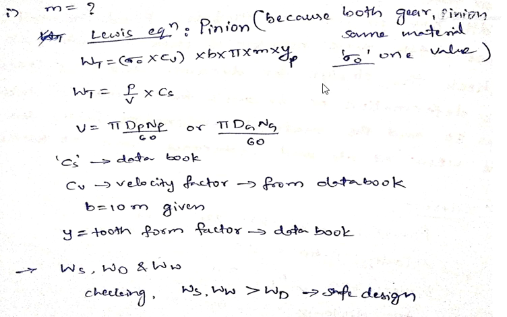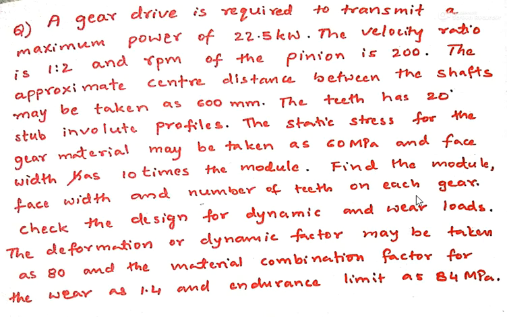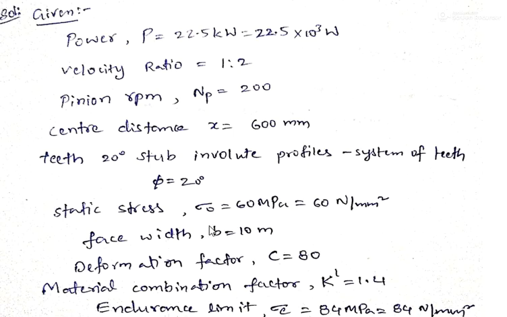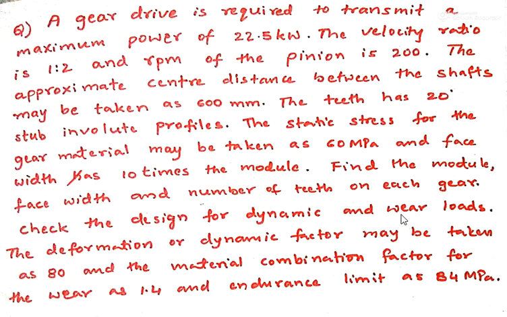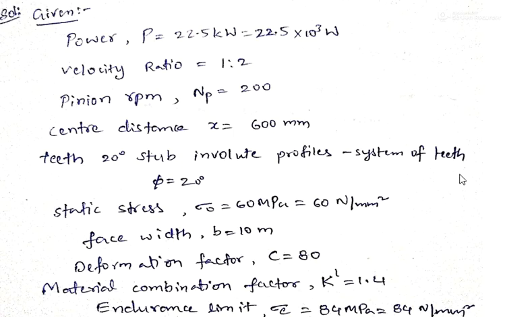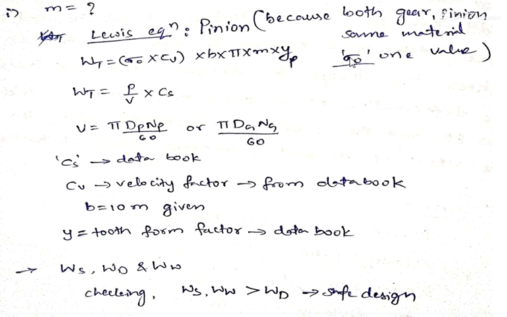But here if you see in our problem only one value for the static stress is given, sigma naught 60 megapascal. If you see here also, the static stress for the gear material may be taken as 60 megapascal, only one value of static stress is given, so we will assume that both gear and pinion are made up of same material, only because only one static stress value is given. So, in that case both are made up of same material, means pinion will be the weaker and we will apply Lewis equation to the pinion.